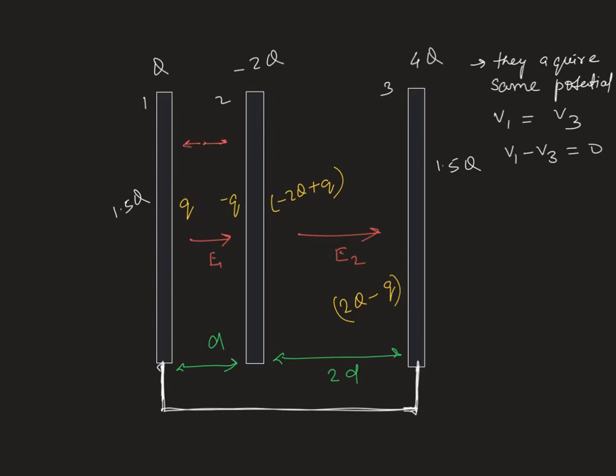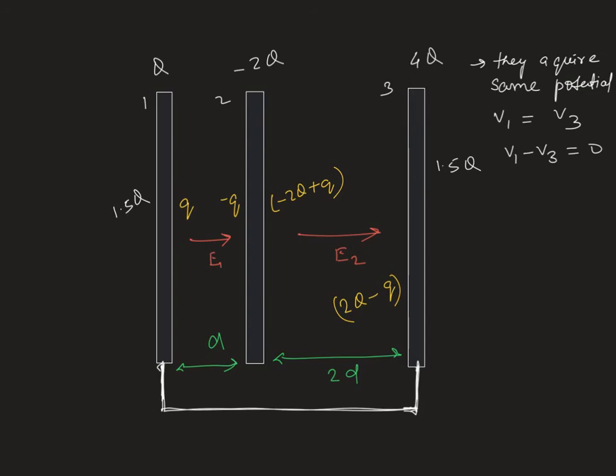So they will get cancelled out because both charges are positive and the fields are in opposite directions. Due to 1.5q, the field will be away, and also due to 1.5q, the field will be away. So they will get cancelled out. Now let me remove this.